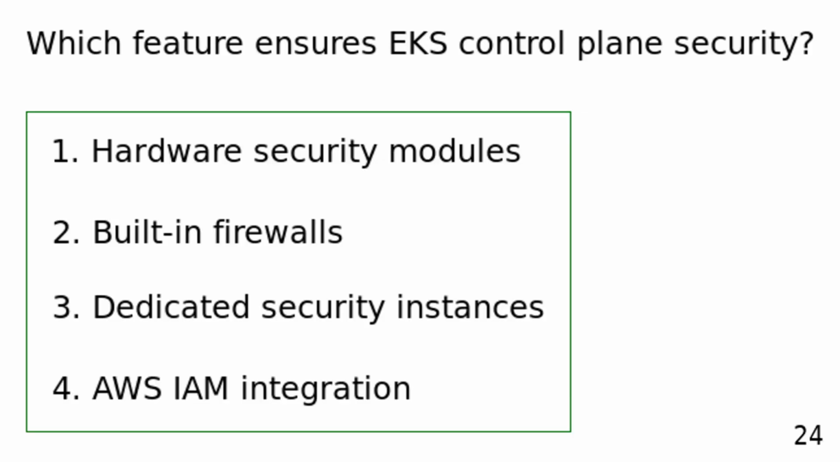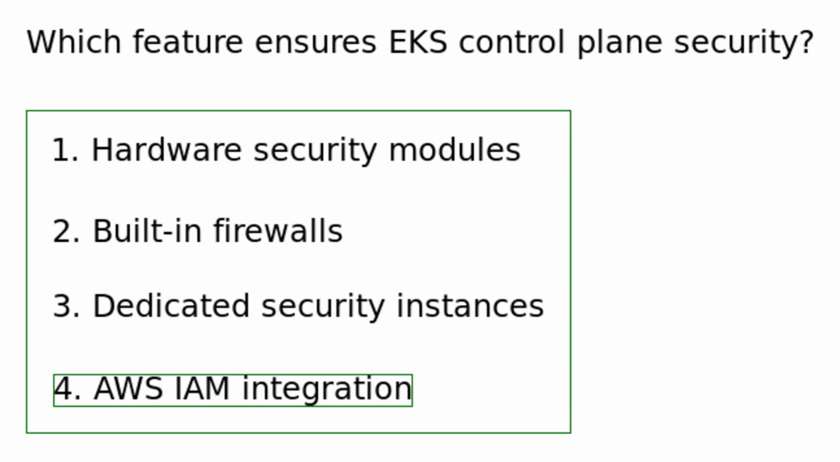Which feature ensures EKS control plane security? Hardware security modules. Built-in firewalls. Dedicated security instances. AWS IAM integration. EKS integrates with AWS IAM to provide fine-grained access control for your Kubernetes API server.